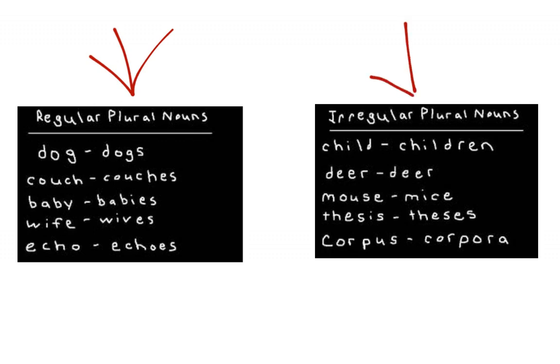Now here's what they call irregular plurals. When we make child plural, we don't say childs, we say children. Deer stays deer. Mouse becomes mice. Thesis, which is what someone writes when they're studying and they want to get their PhD in a topic, becomes theses. And corpus, which means body, when plural, becomes corpora, and that comes from the Latin. So those are irregular.